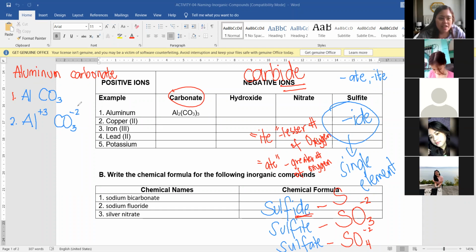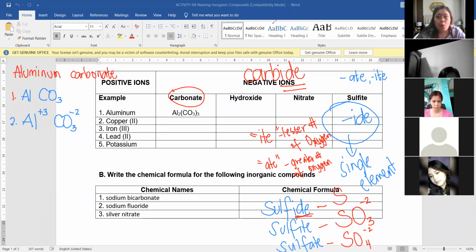So they now have their charges. The next step is to add their charges. Positive 3 plus -2 is positive 1. So we need to do the crisscross here. So what will happen now?